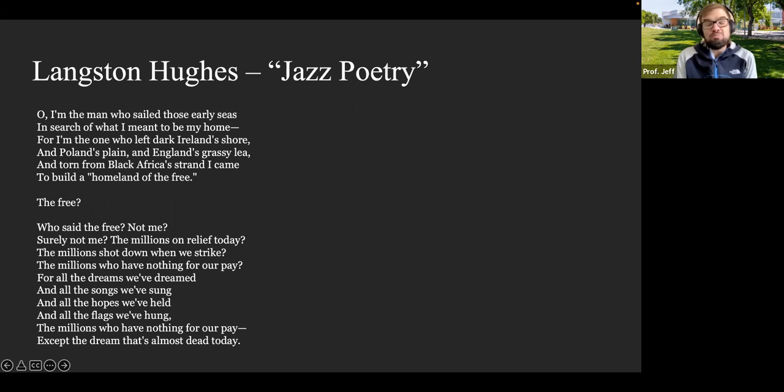And that last line is pure iambs, right? Except the dream that's almost dead today. That's iambic pentameter, right? That's Shakespeare, right? That's 10 syllables in the line. And you can really see how he's changing the rhythm. He has one line that's its own stanza, the free, question mark.